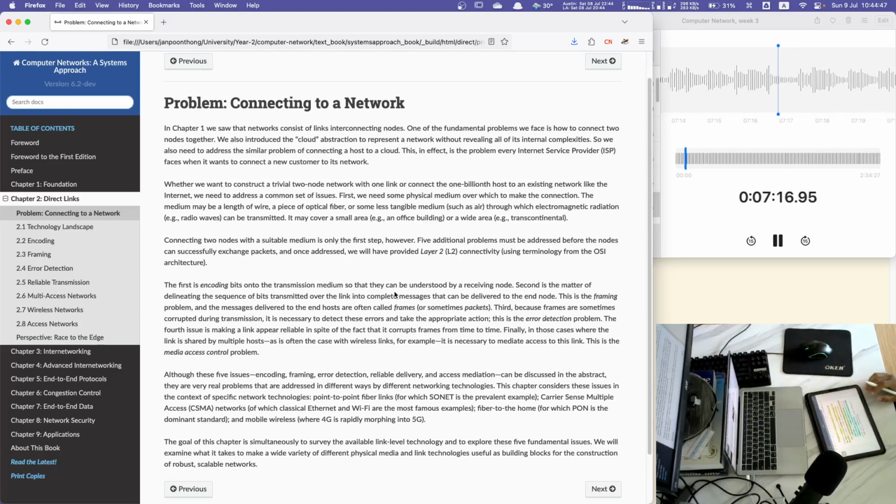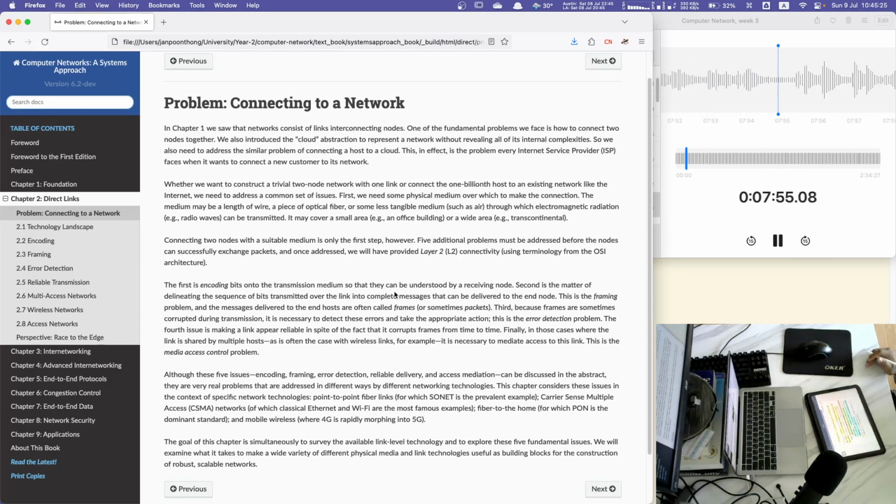How to create a network by connecting the link. Whether to construct a two-node network with one link or connect multiple hosts to an existing network, we need to address the following issues. In order to make a network with a link, meaning a cable connection, you need to understand the following issues. First issue: we need some physical medium to make the connection.